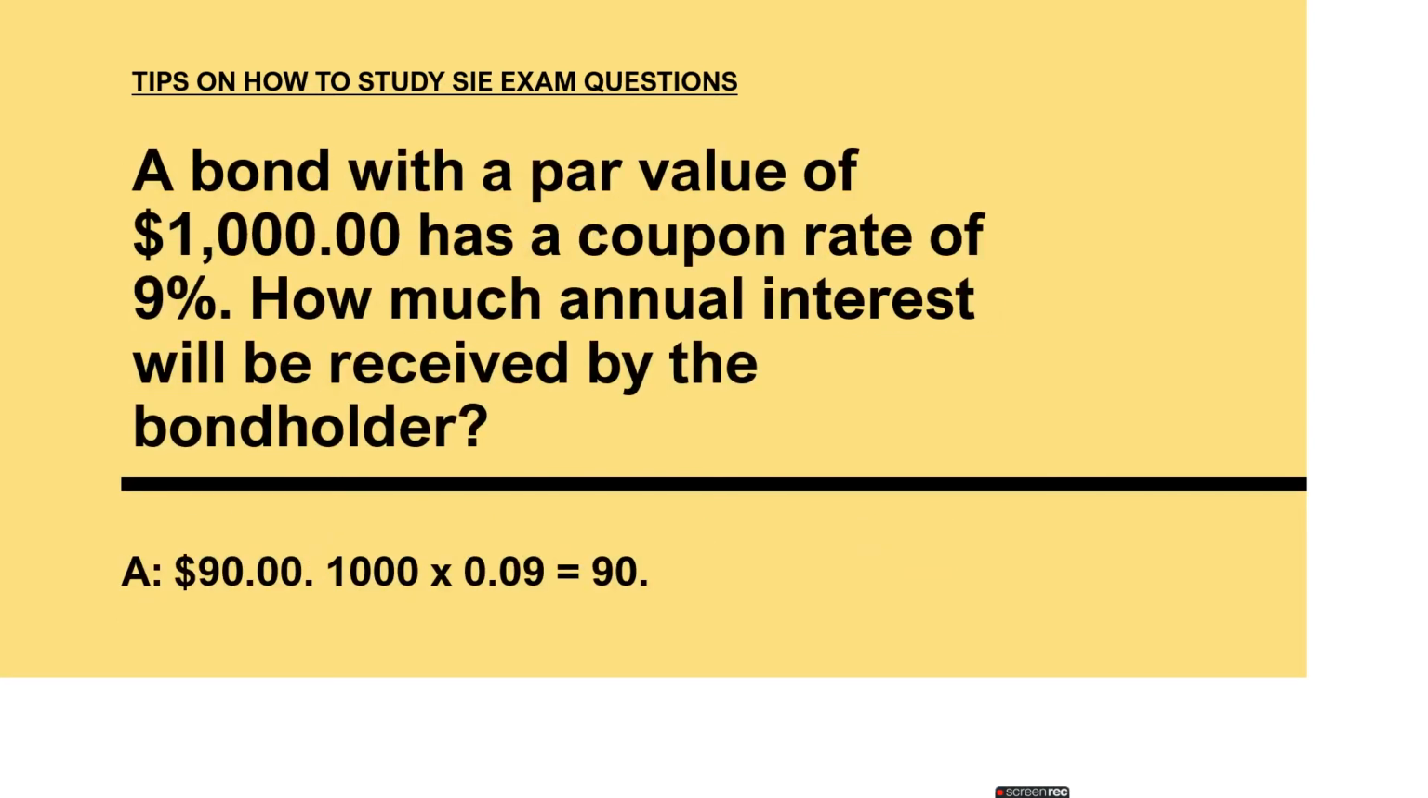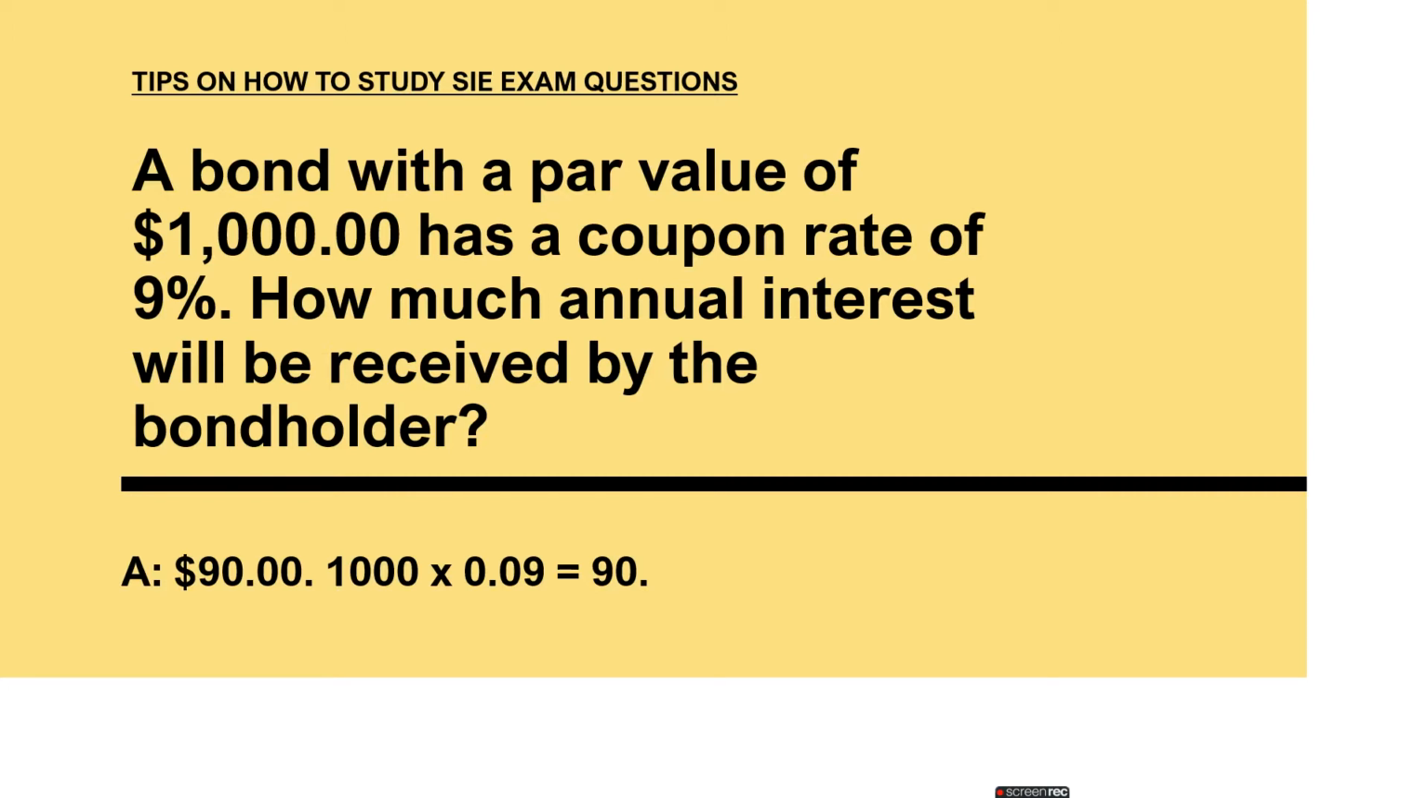A bond with a par value of $1,000 has a coupon rate of 9%. How much annual interest will be received by the bondholder? And it is $90. $1,000 times 0.09 equals 90.